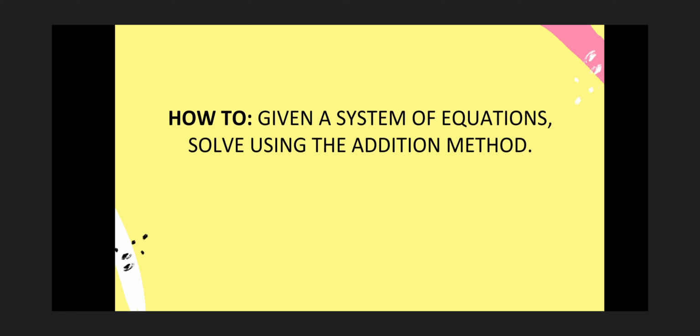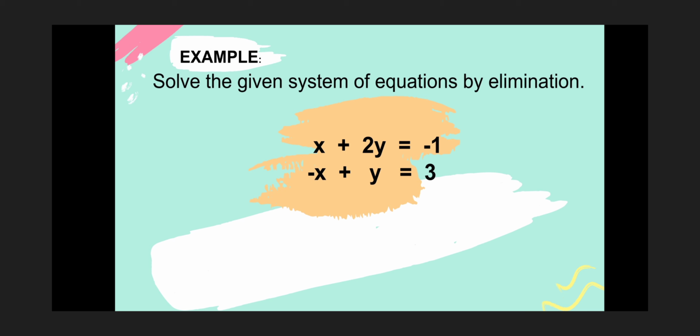Number 3 is solve the resulting equation for the remaining variable. And 4 is substitute the value in one of the original equations and solve for the second variable. Parang babalik din naman yung katulad kanina. And then, to check natin kung tama ba yung sagot natin, syempre, check the solution by substituting the values in the other equation. So, let's have an example.